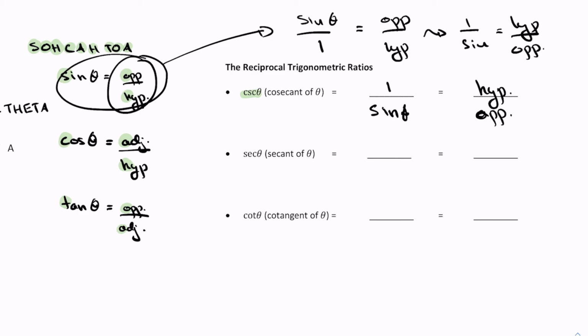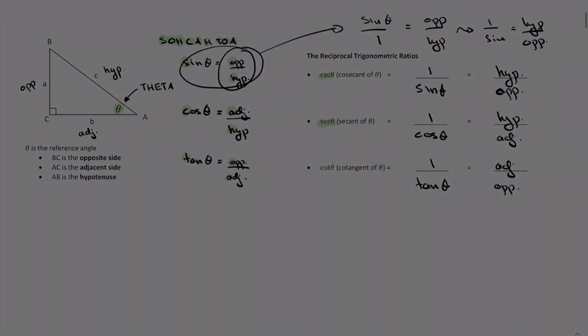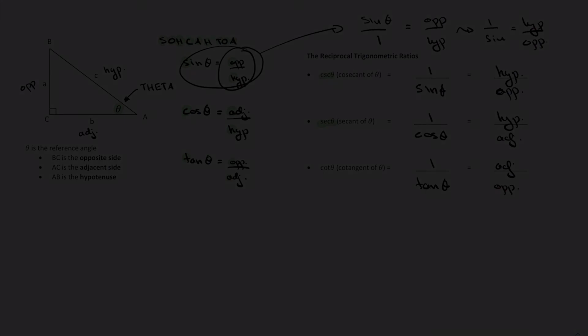Secant theta is the reciprocal of cosine, so it's 1 over cos theta, and that will be the hypotenuse over the adjacent. And finally, cotangent is 1 over tan theta, and we're going to write that as adjacent over, not a hypotenuse, but the opposite side. So those are your reciprocal trigonometric ratios.